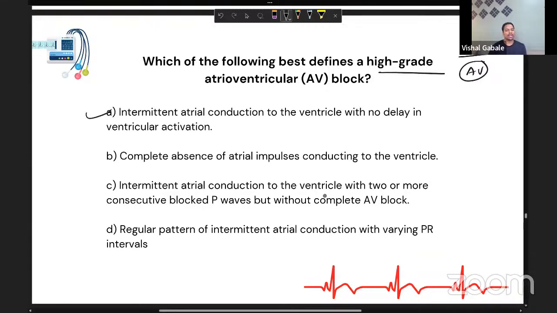So first of all, the feature which best defines high grade AV node block. Remember this, high grade AV node block. So we have three types of AV node block. First degree, second degree, third degree.